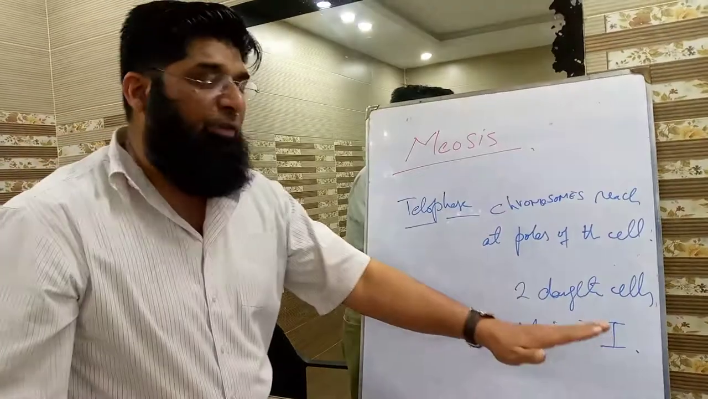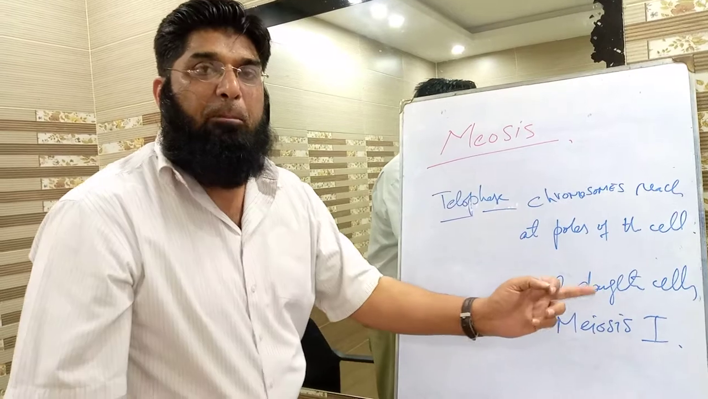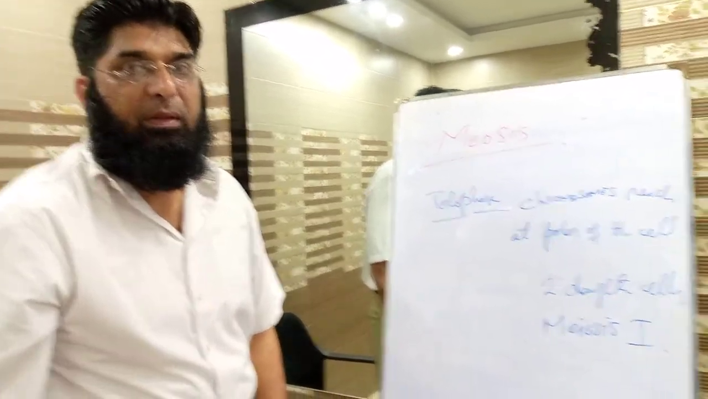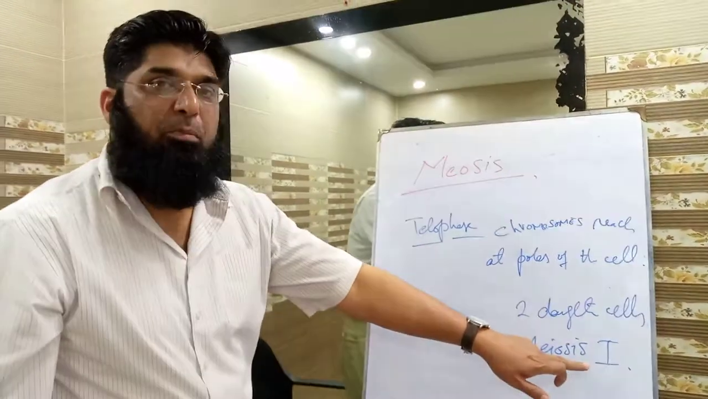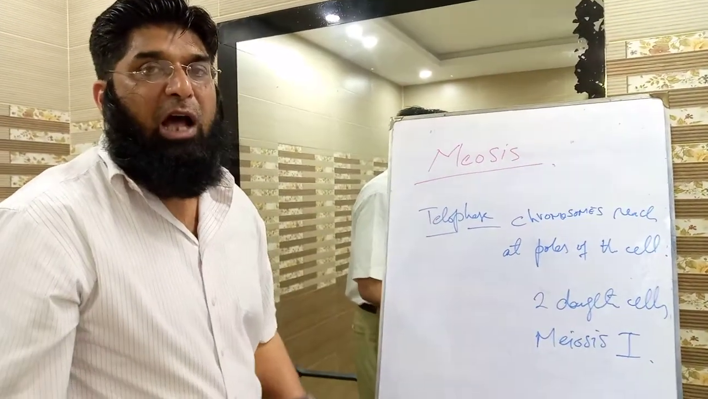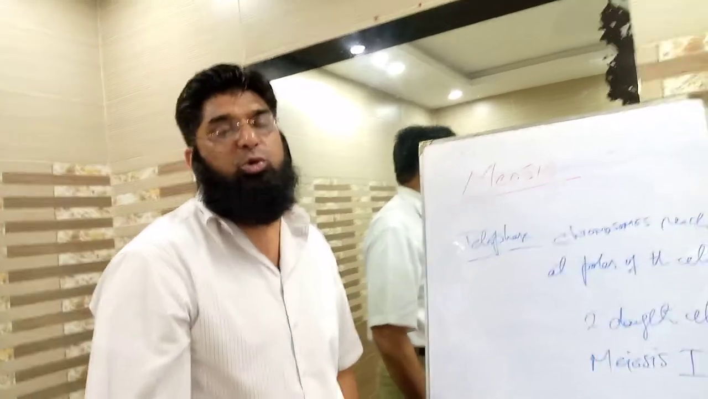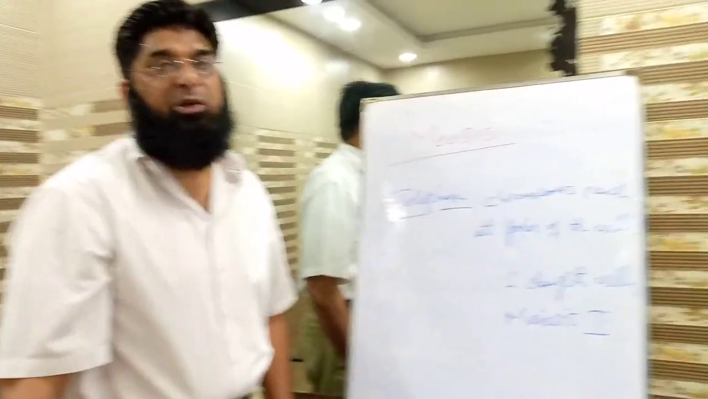And students, after meiosis 1 is completed, meiosis 2 starts. Okay? And at the end of meiosis 2, there are four daughter cells which have half the number of chromosomes as their parent cell. Thank you, students.